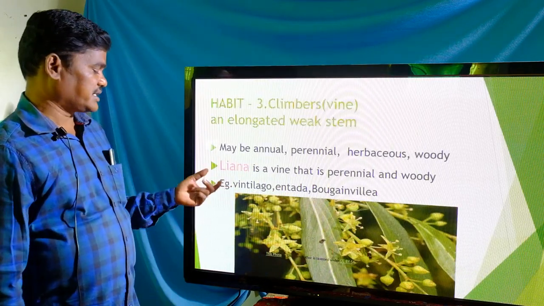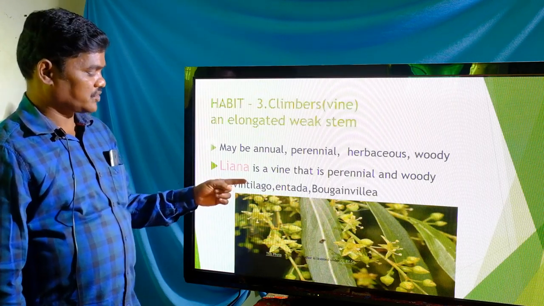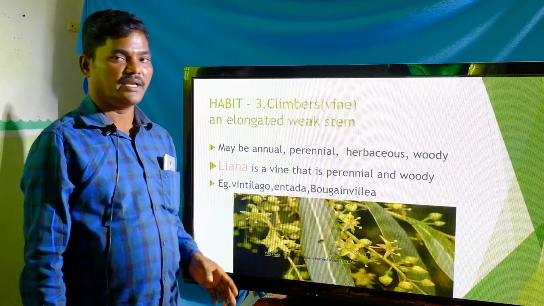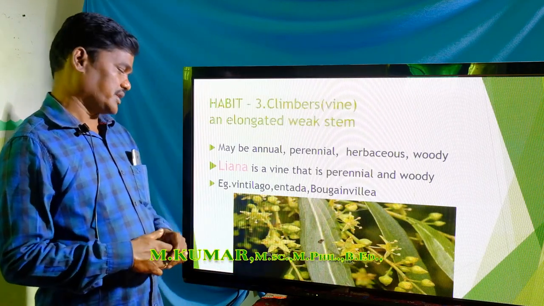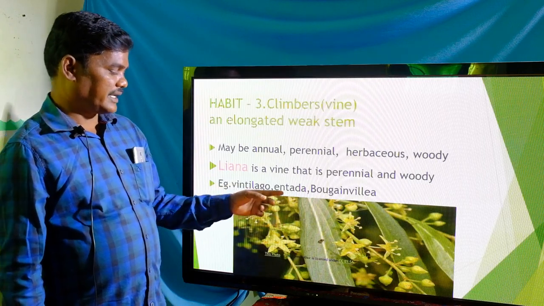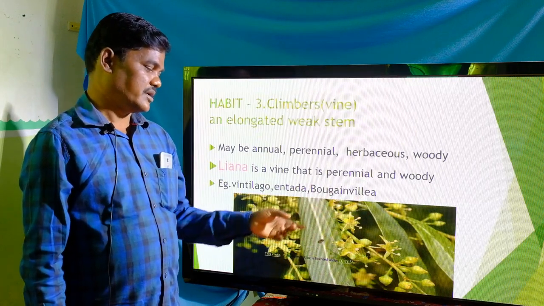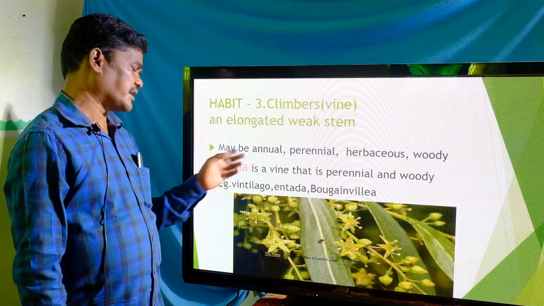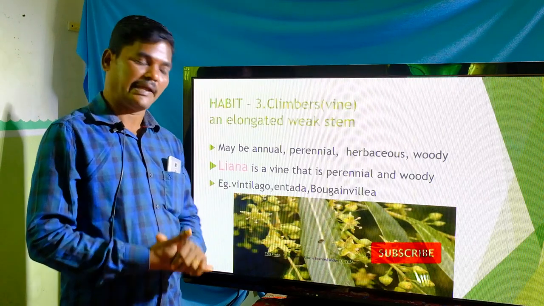In this regard, one more technical term is there: liana. A liana is a vine that is perennial and woody. Perennial means they live for many years with supporters. Examples: Ventilago, Entada, and Bougainvillea. Bougainvillea is a vine, actually a woody vine. All these come under liana. Liana means woody climber.